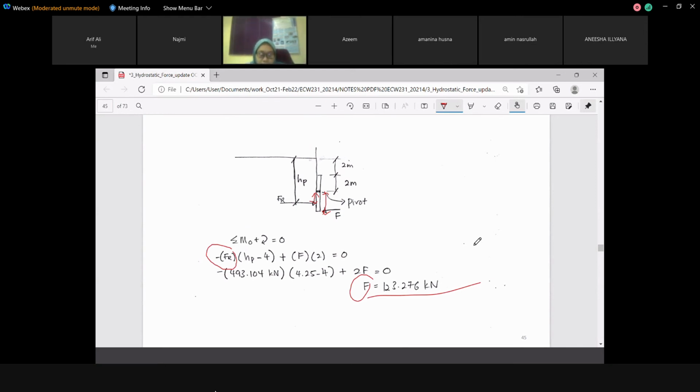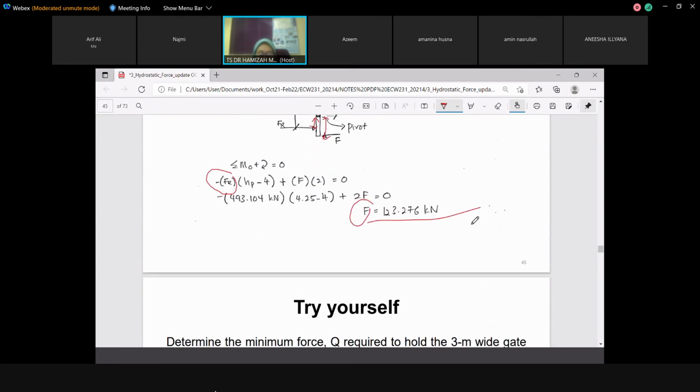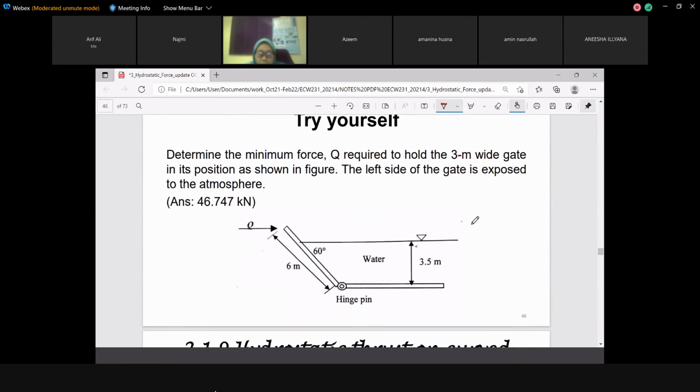Boleh eh? Okay. Let's try this one. Ada yang dah cuba tak? Anyone yang dah cuba this one? Okay, tak apa. Let's do this together.